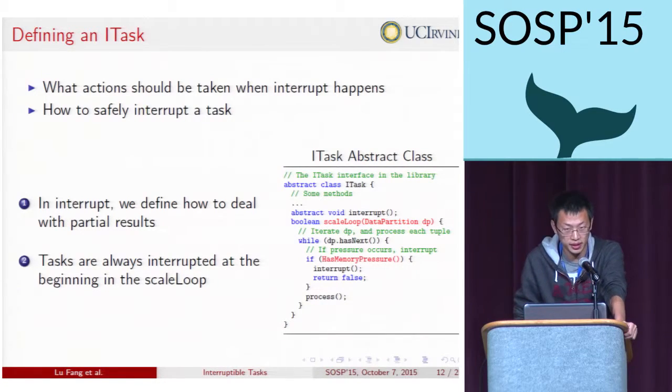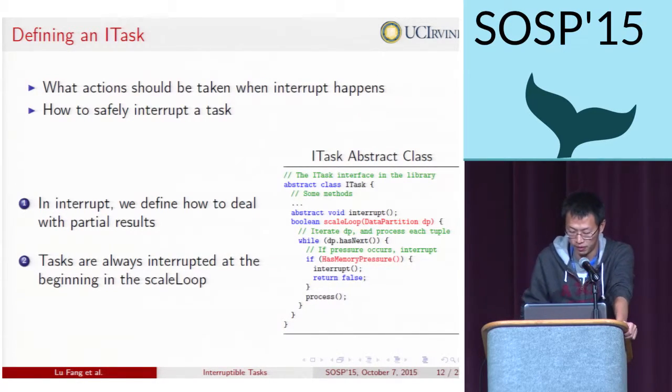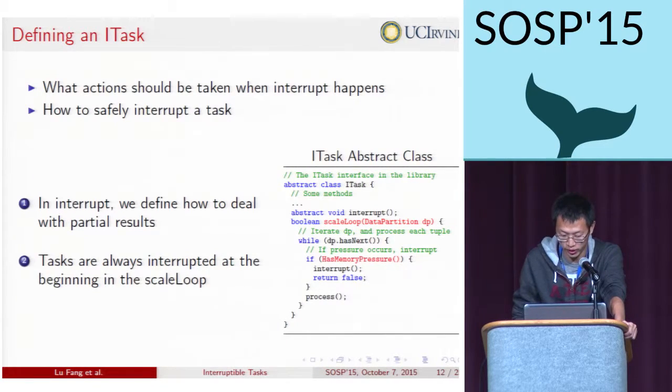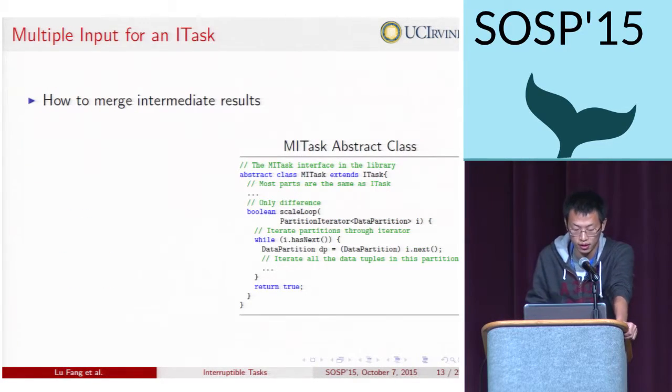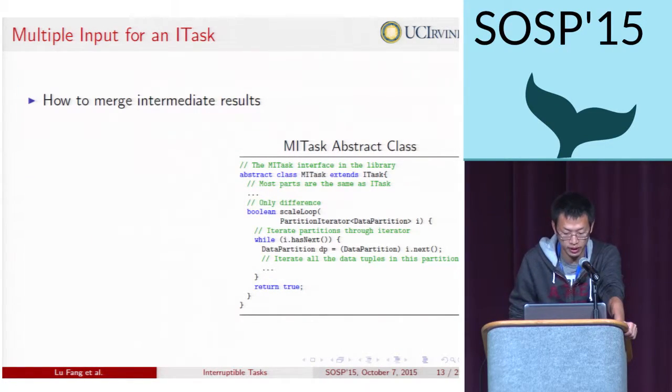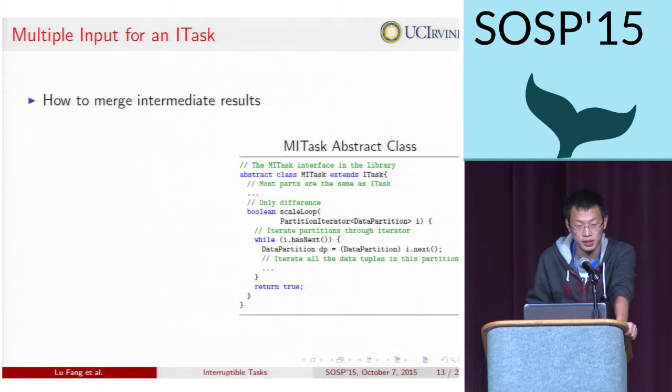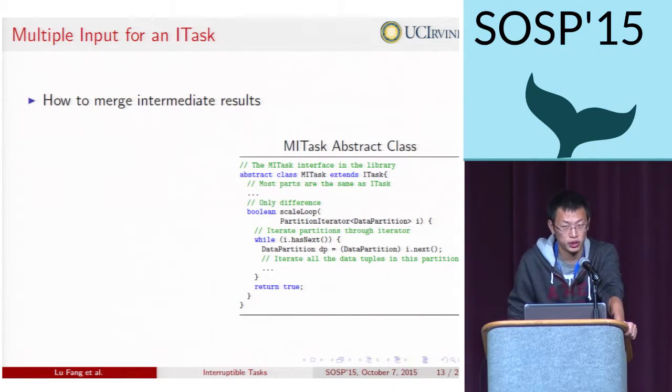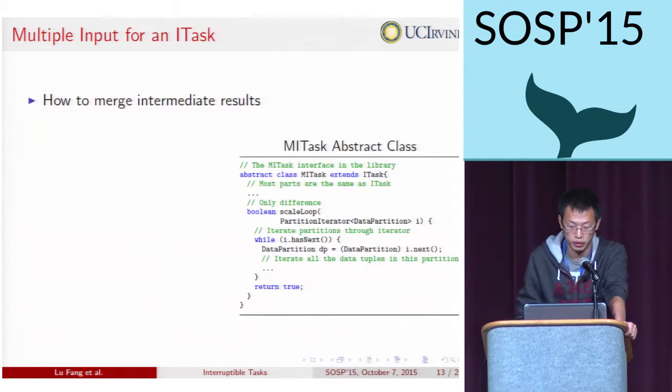So we can easily insert a memory check to make sure we don't have memory pressure before we process the data. If we have memory pressure, we can safely break the scale loop and interrupt the task. Otherwise, we just process this data tuple. Another question is how to handle the partial results generated by the interrupts. Some partial results can be directly pushed out to the next stage, but some we need to merge. We need to aggregate the data from different partial results.